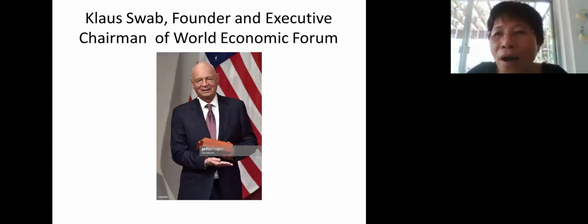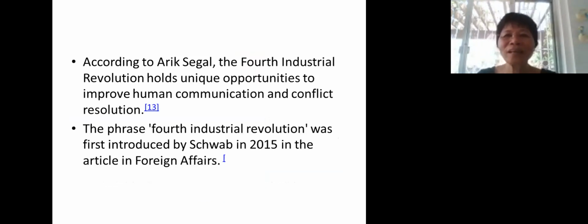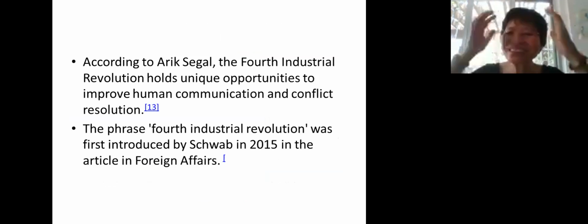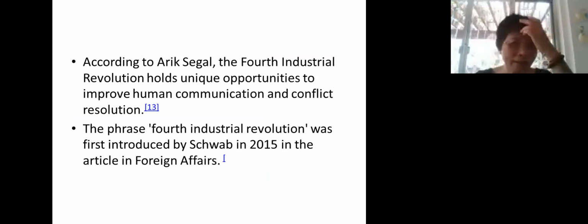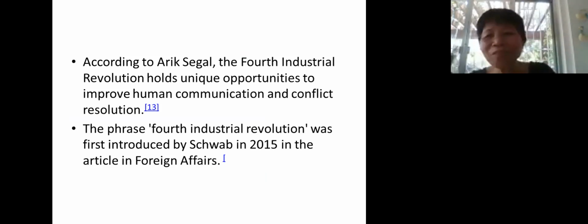This is the author of the book. The name is Klaus Schwab, executive chairman of the World Economic Forum in Davos 2019. That is the person who wrote about the fourth industrial revolution. According to Arik Segel, the fourth industrial revolution offers a unique opportunity to improve human communication and conflict resolution. I don't know how it can resolve conflict, but according to Arik Segel, it can help in conflict resolution. The phrase was first introduced by Schwab, the person I showed you, not very long ago, in 2015, four years ago, in an article in Foreign Affairs. So we are very abreast here. What I'm teaching you here is very current.